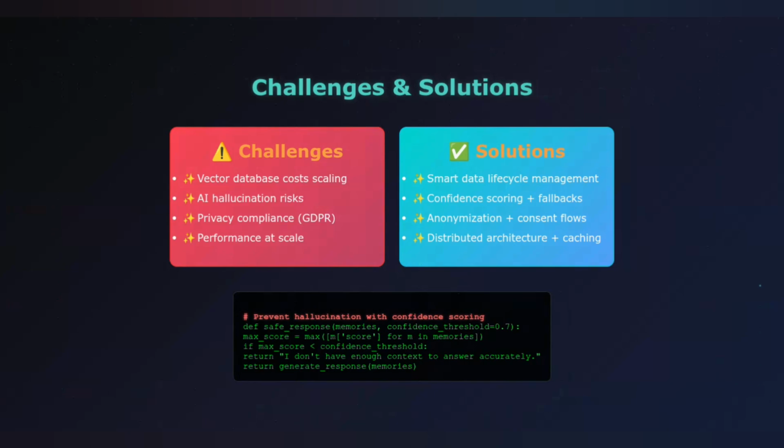Challenge 2. Hallucination prevention. Solution: always ground responses in retrieved facts. Use confidence scores and fall back to "I don't recall" when memory is uncertain. Challenge 3. Privacy compliance. Solution: implement data anonymization, user consent management, and right-to-deletion capabilities from day 1. Challenge 4. Scalability. Use distributed vector databases, implement caching strategies, and design for horizontal scaling.